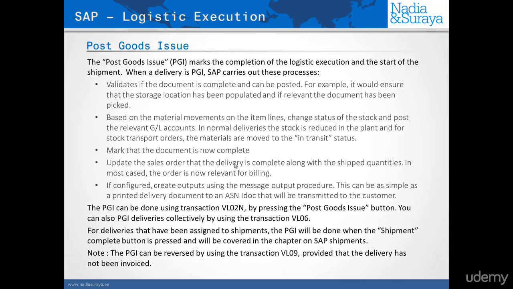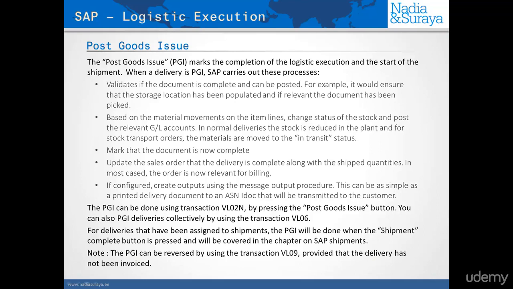The PGI can be done by using the transaction VL02 by pressing the post-goods issue button. Another way of doing this is to use the collective transaction VL06, and in there's a collective button that says post-goods issue. If you are using shipments, we will have a look later, but just note for now that the PGI can also be done in the shipment complete button. And I'll cover that in the shipment lectures later on.